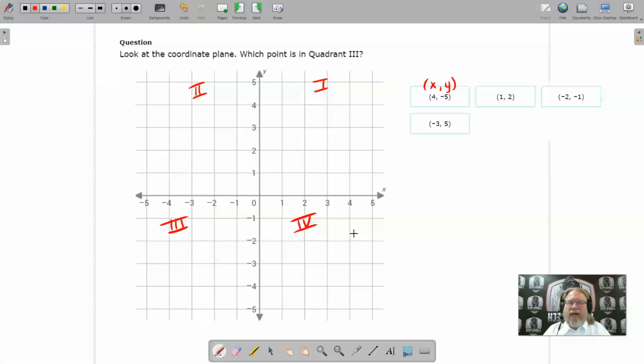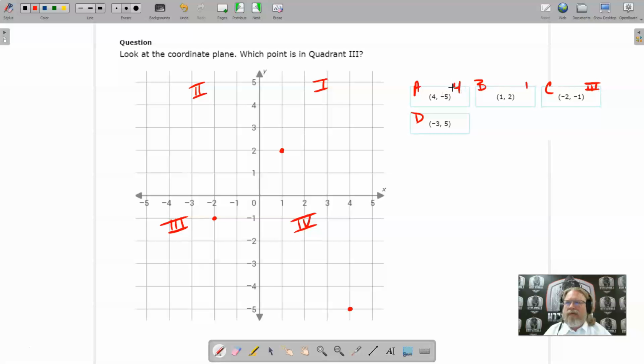So we could actually plot these out. Let's label these points A, B, C, and D. So (4, -5): go over to 4, down to -5, would be right here. That is in Quadrant 4, and we're looking for Quadrant 3. (1, 2) would be over 1, up 2, so this would be Quadrant 1. And (-2, -1): -2, -1 right here. Looks like we found our winner. This is in Quadrant 3.